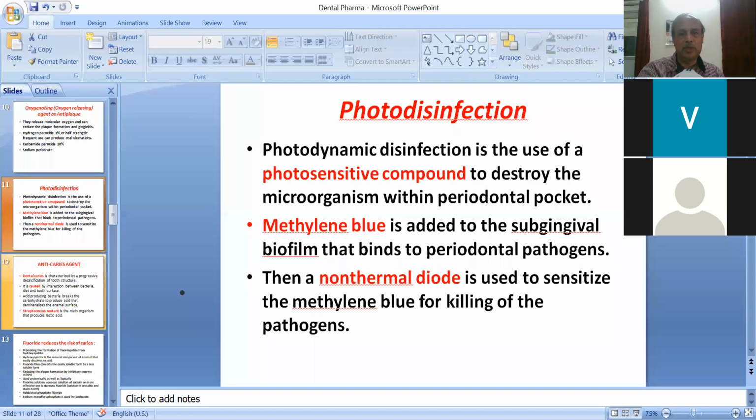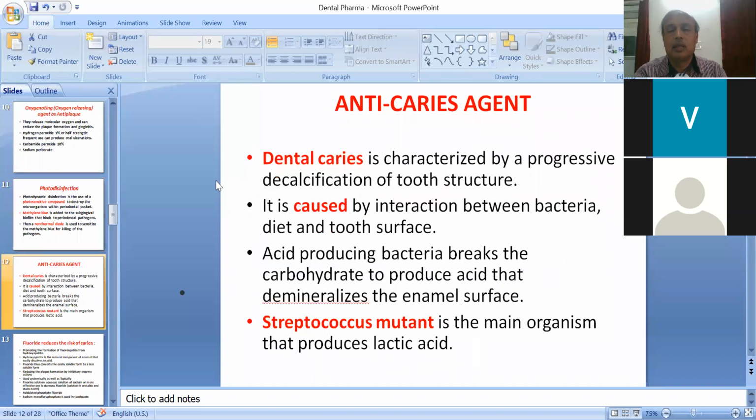So photodisinfection, that we have covered. Now the next one is the anti-caries agents. Dental caries is characterized by progressive decalcification of the tooth structure. So progressive decalcification of tooth structure will lead to caries.